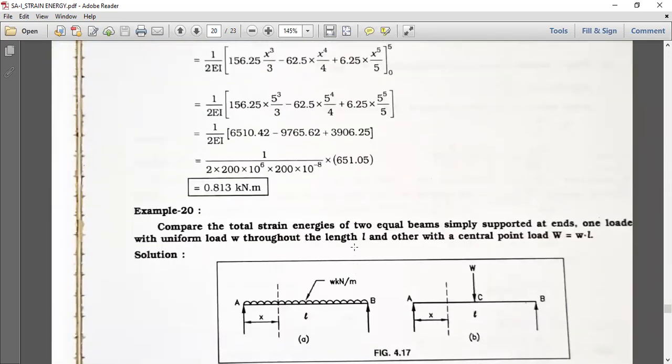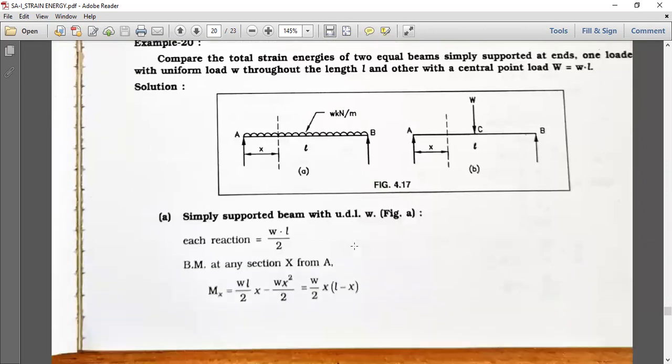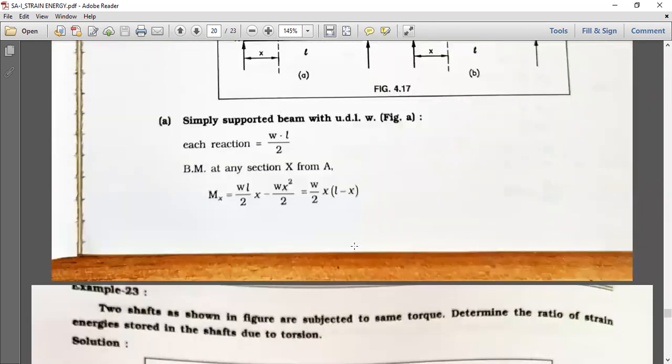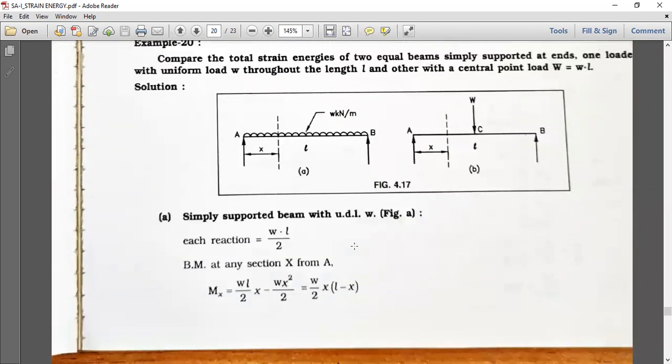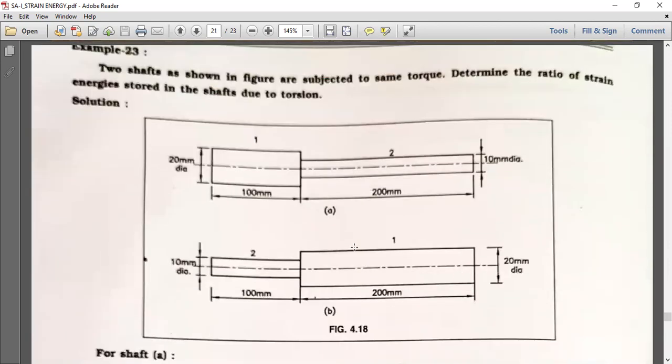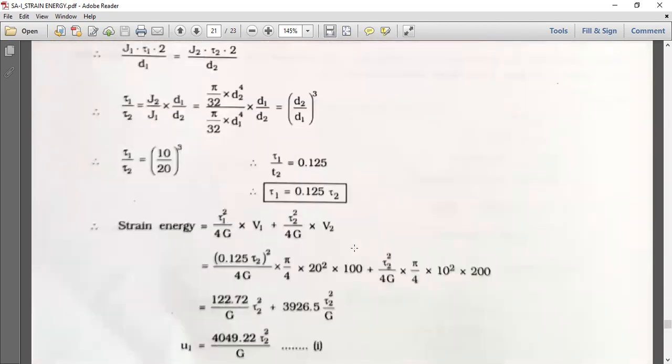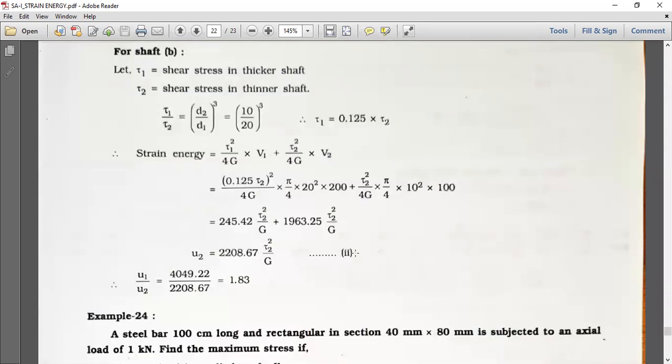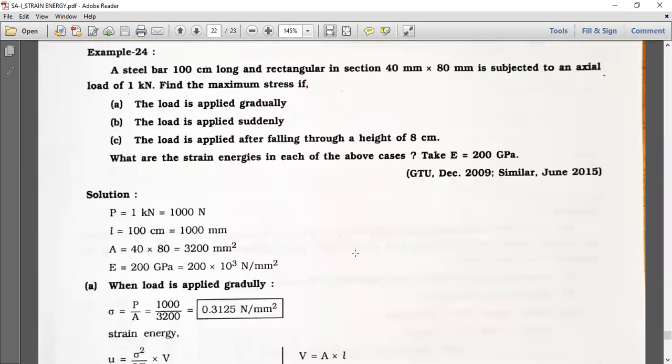For the other examples, we are not going to solve them here, because similar examples are also solved by you. So you can start solving the examples, and let us know in case of any query or difficulty.